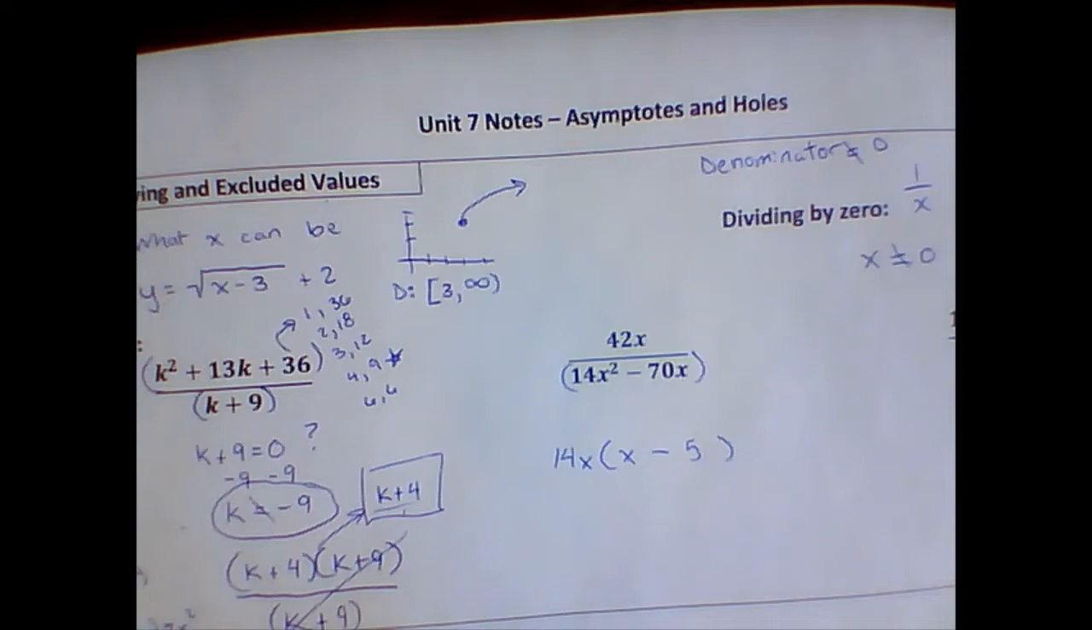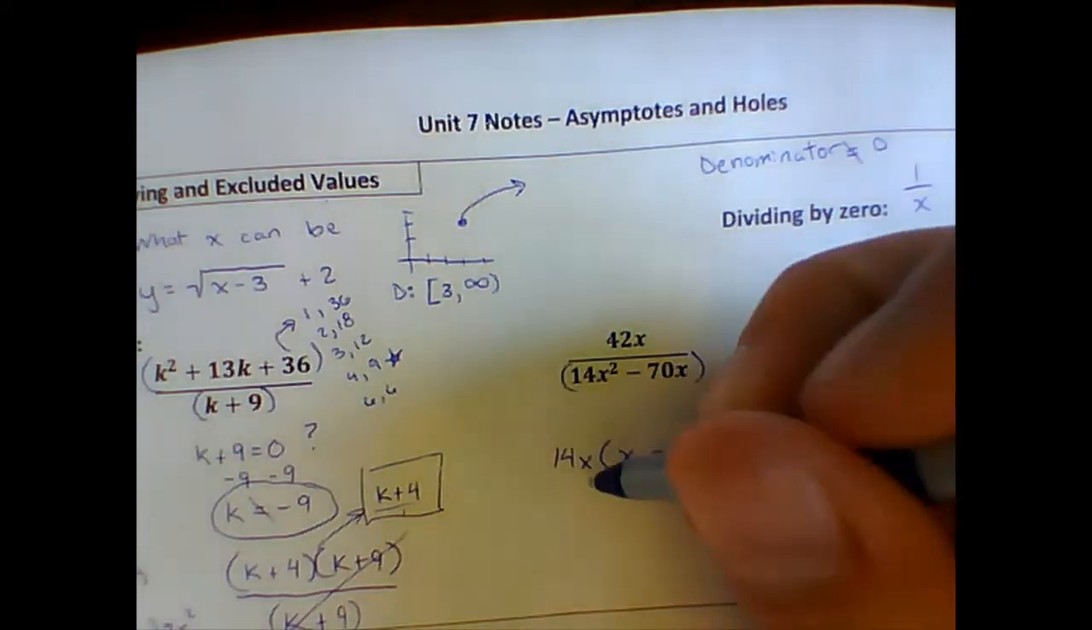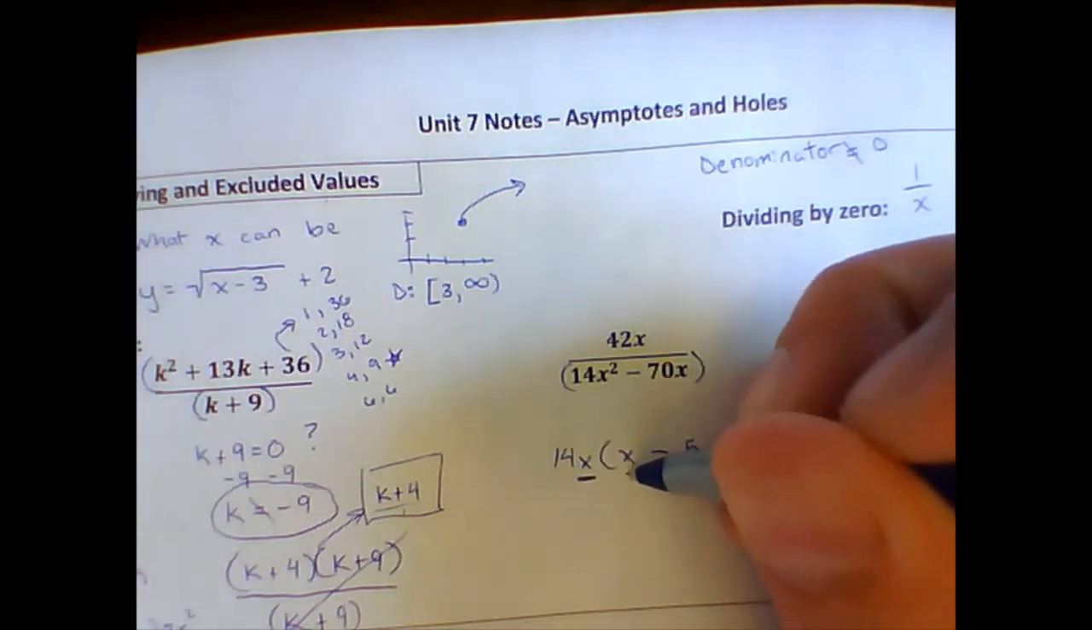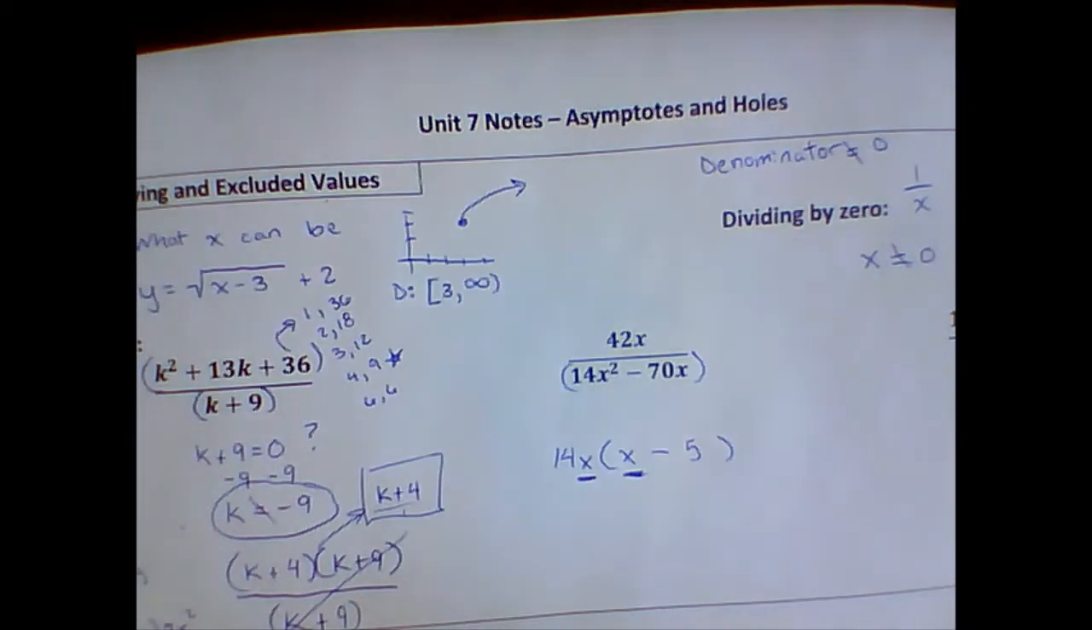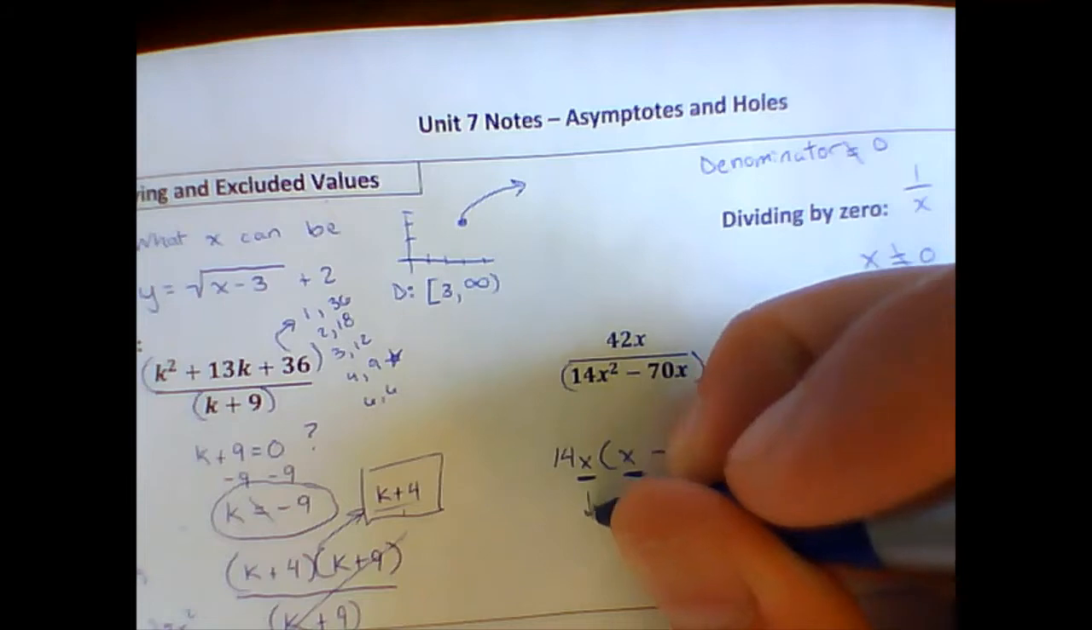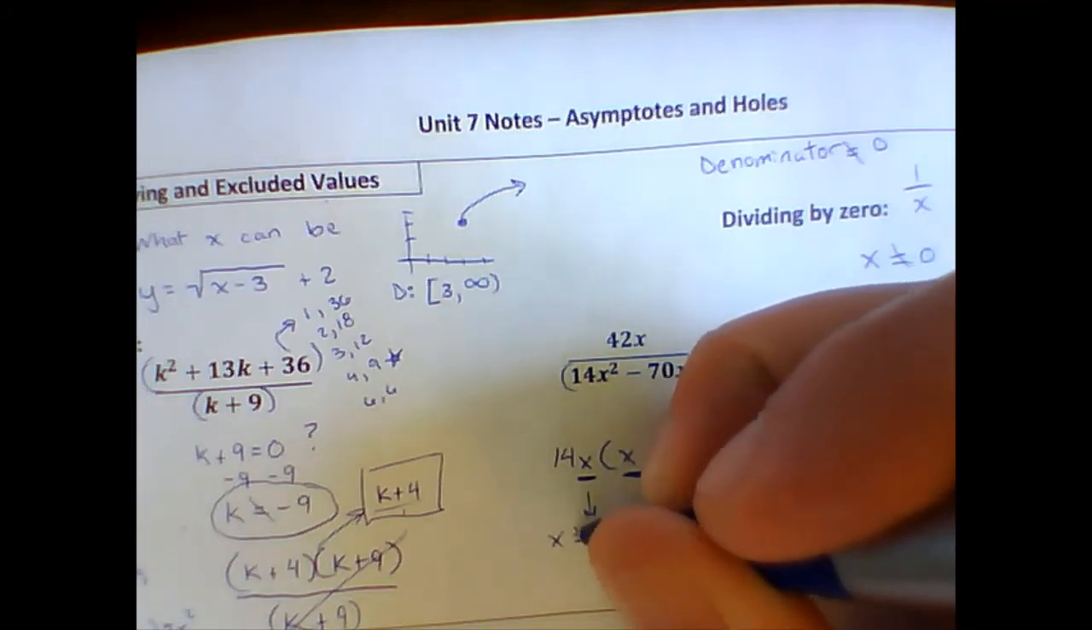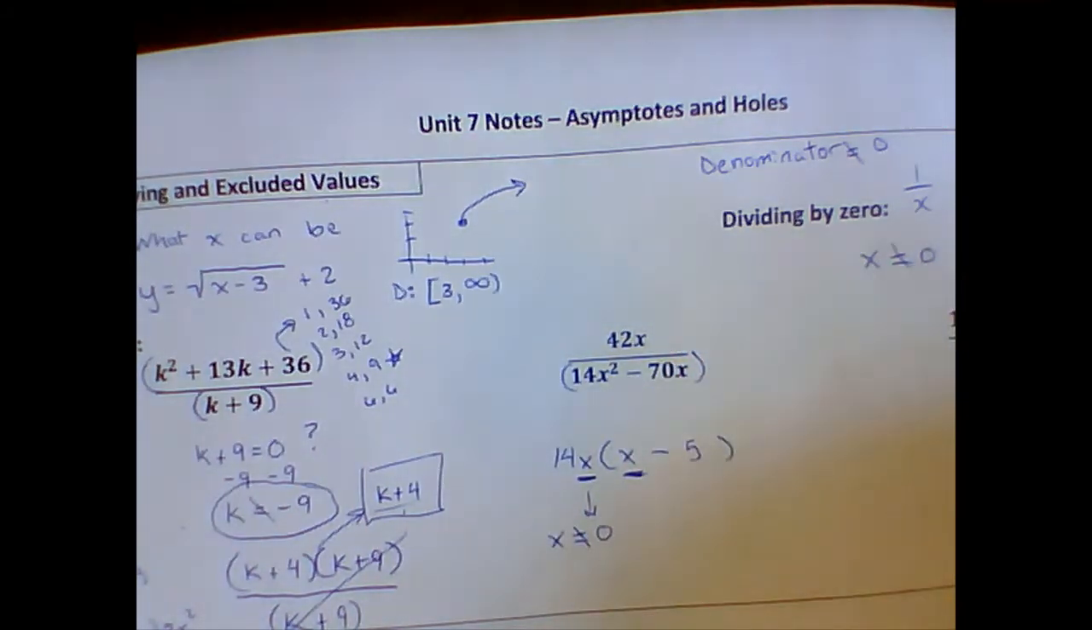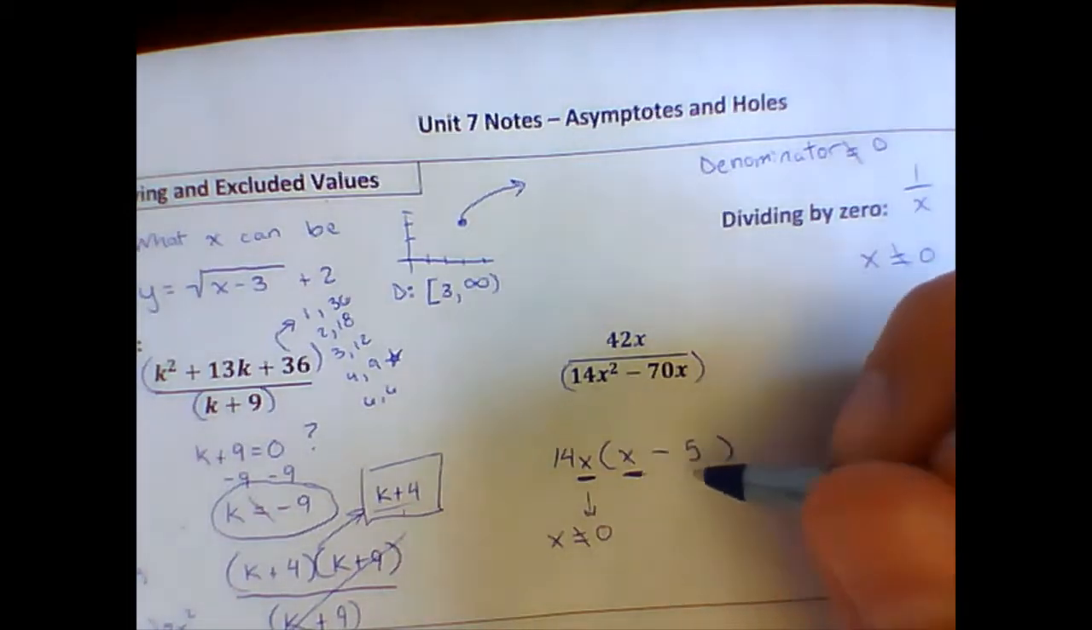Okay, we're looking for excluded values, and we're looking at the variables in the denominator. We don't care about the top. Just the denominator and just the variables. Okay, this outside x, what could make the outside 0? Well, 0. If you plug a 0 in, it'll kill off the 14 as 0, and that's it.